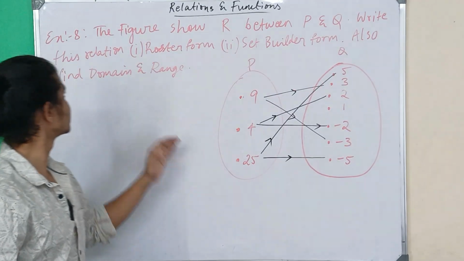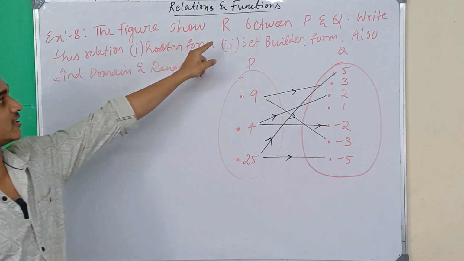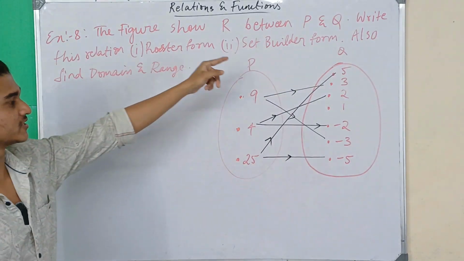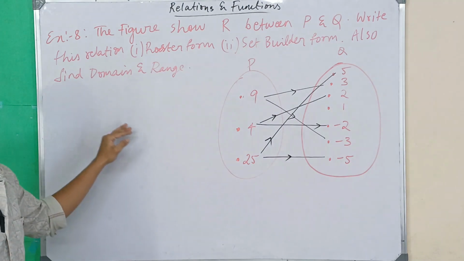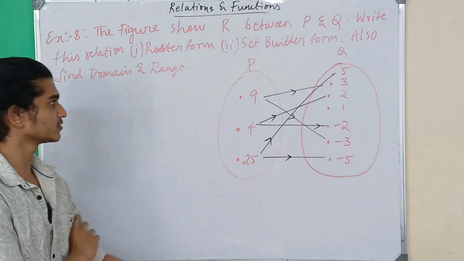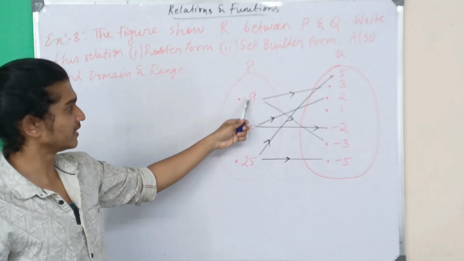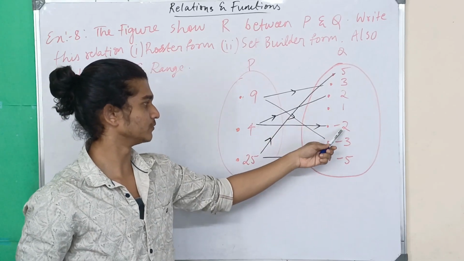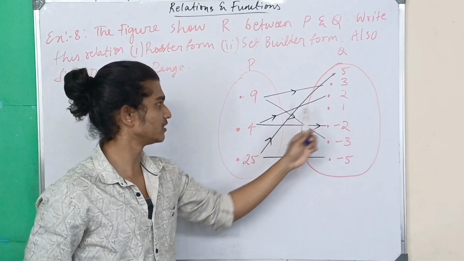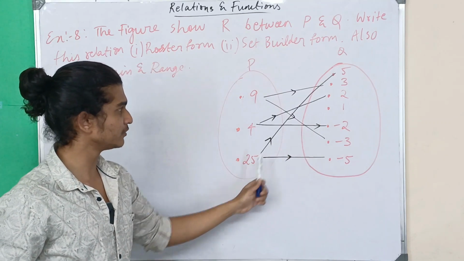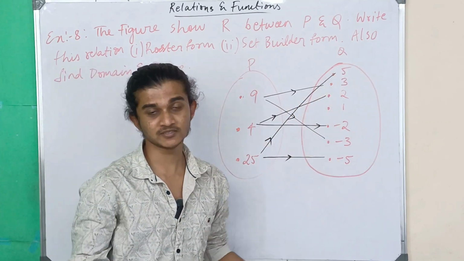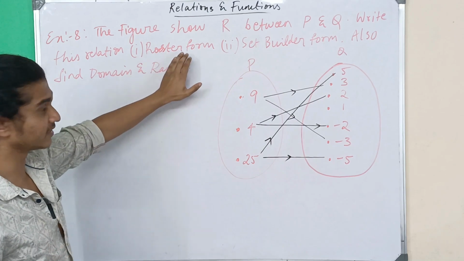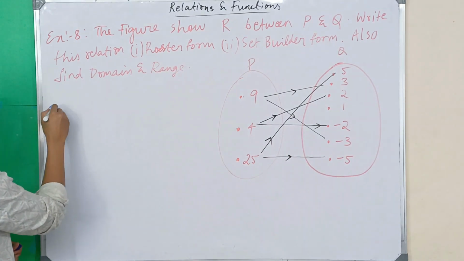The next problem is: the figure shows a relation between P and Q. Write the relation in roster form and set builder form, and also find the domain and range. So it's given in the question like this. 9 is related to 3 and minus 3, 4 is related to 2 and minus 2, 25 is related to 5 and minus 5. You might be seeing some relationship right now, but let us first write the relation in roster form.